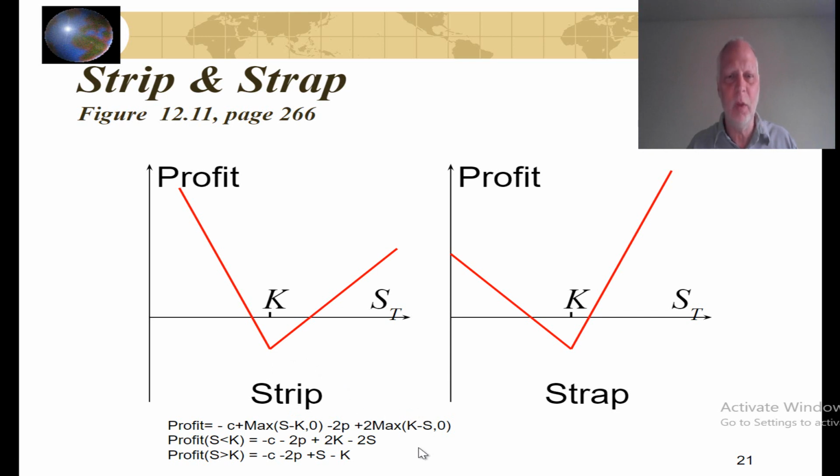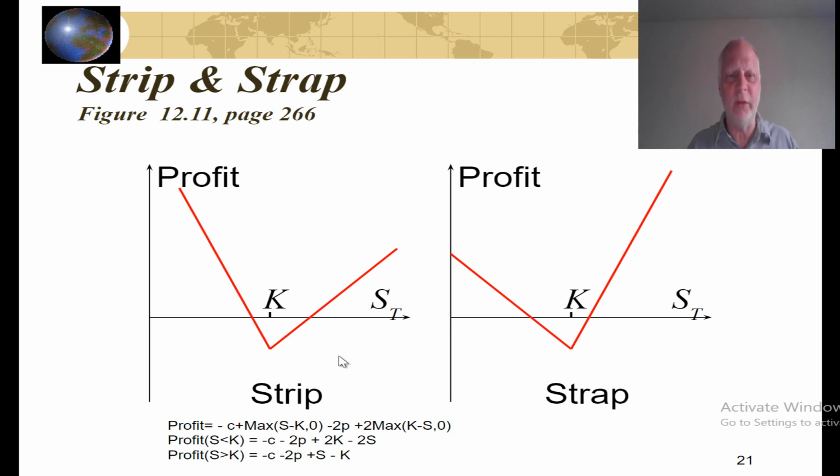In the region for S less than K, the call option expires worthless, but the put option has value, so we end up with minus C minus 2P plus 2K minus 2S. Our maximum profit on this side when S equals 0 is then 2K minus 2P minus C.